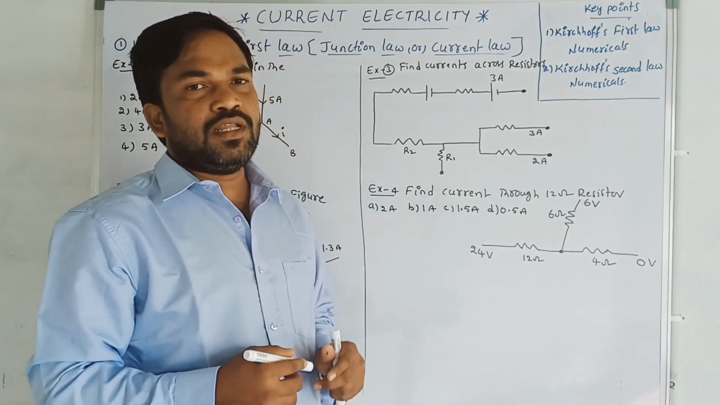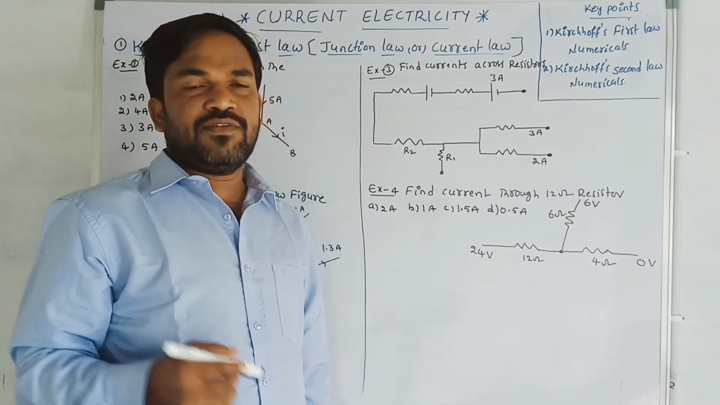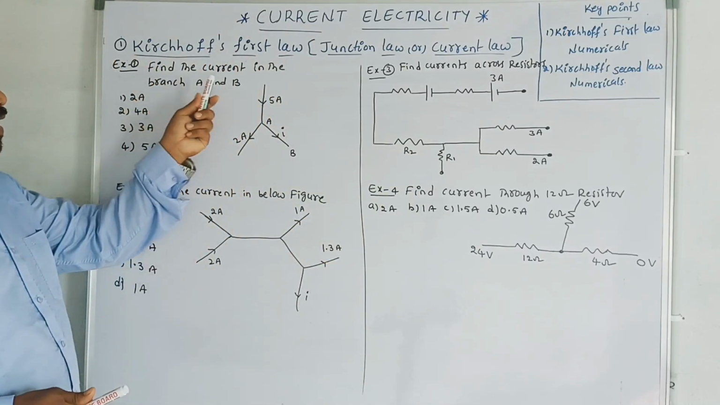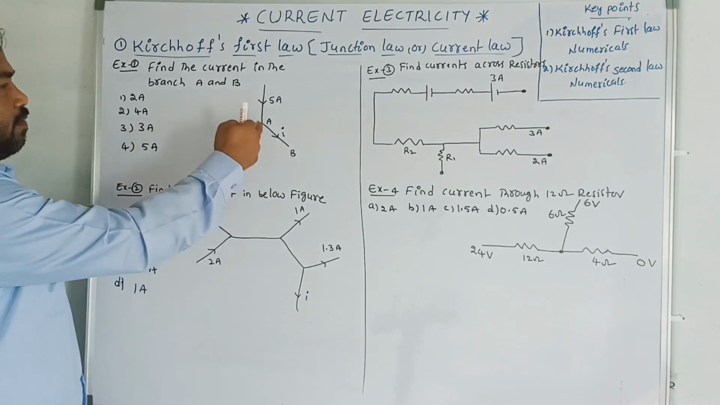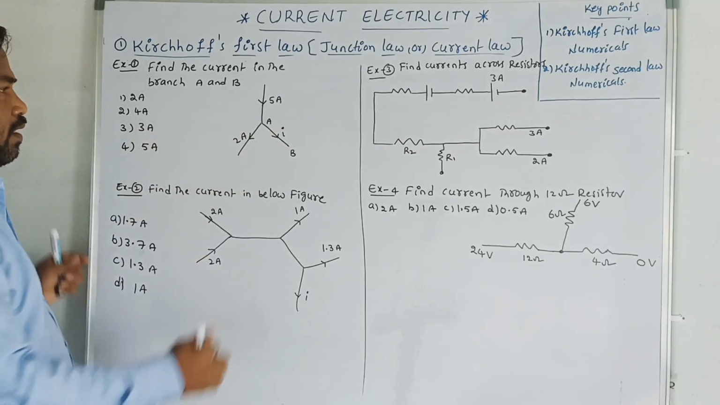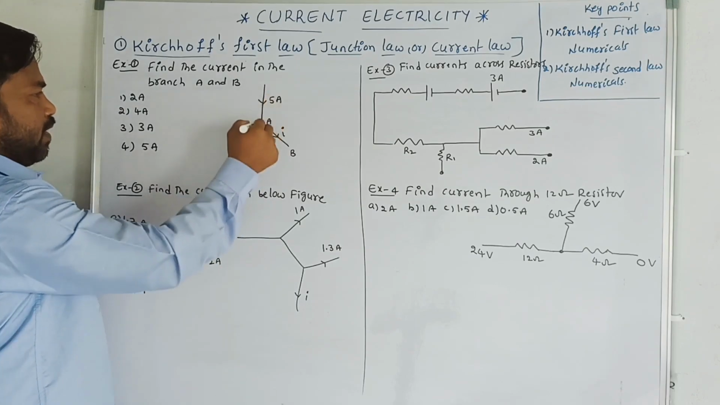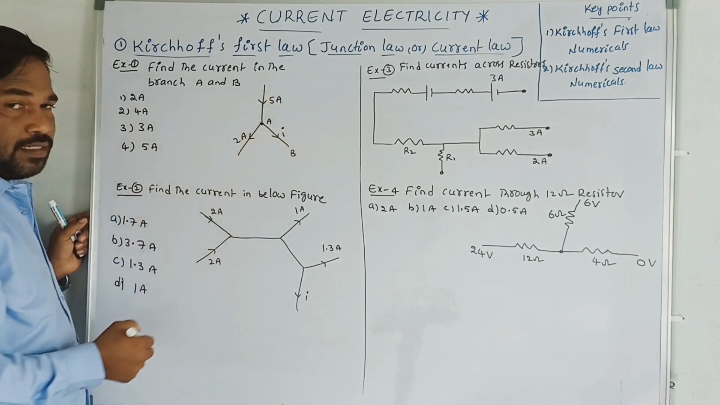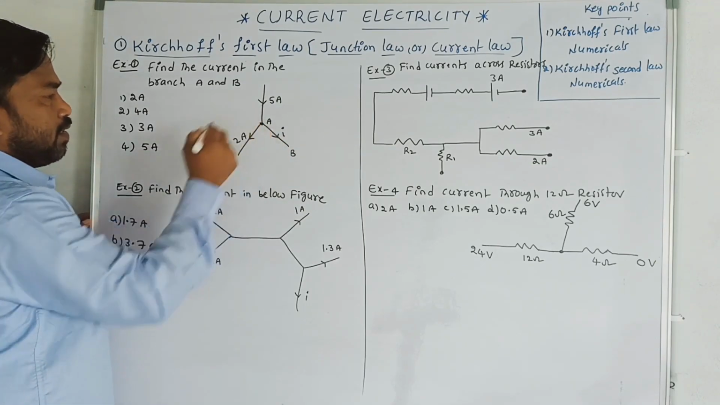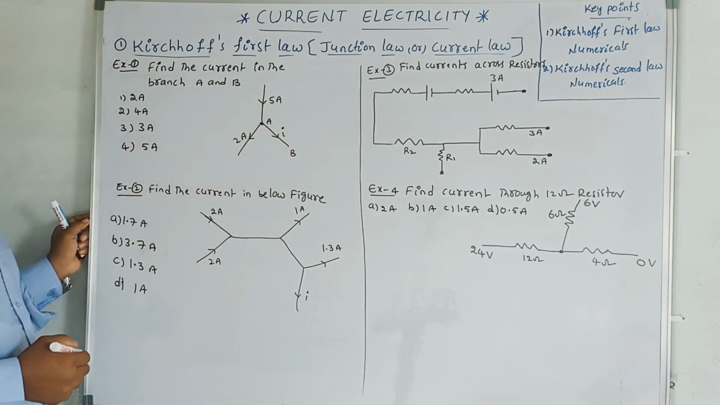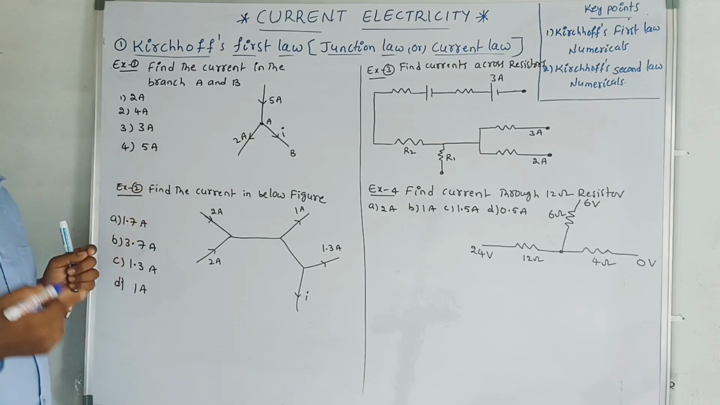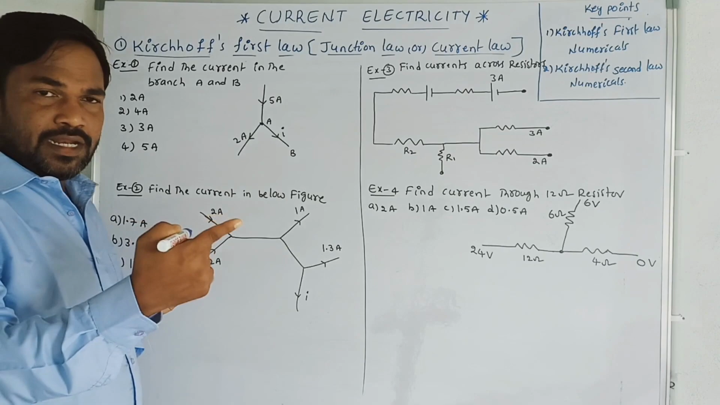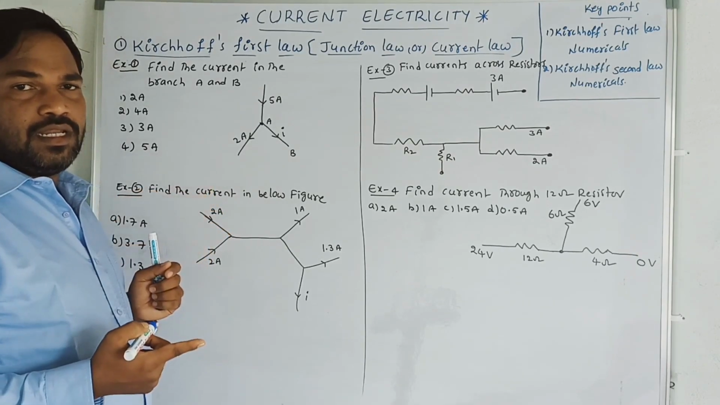Now we are going to see the numericals based on Kirchhoff's first law. Example 1. Find the current in the branch AB. This is one junction, because currents are entering the junction and some currents are leaving the junction. That point is known as a junction. Now, how to find it? We have to apply Kirchhoff's first law. What is Kirchhoff's first law? The currents entering the junction are always equal to the currents leaving the junction.